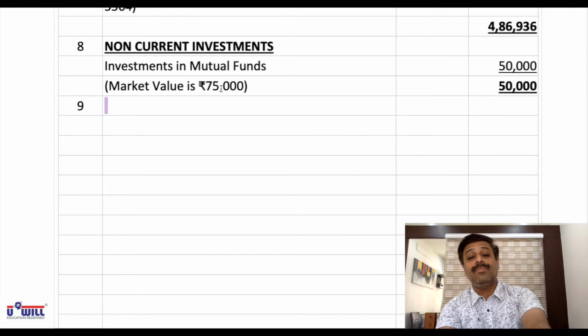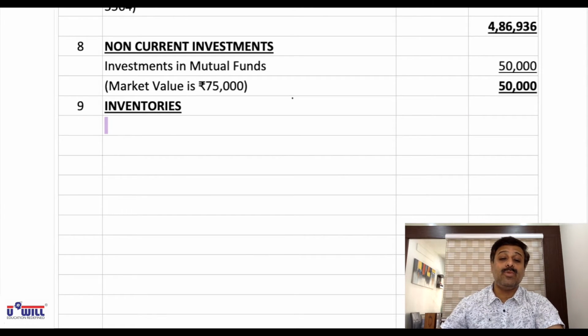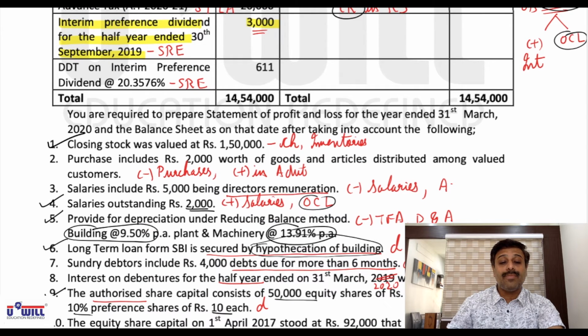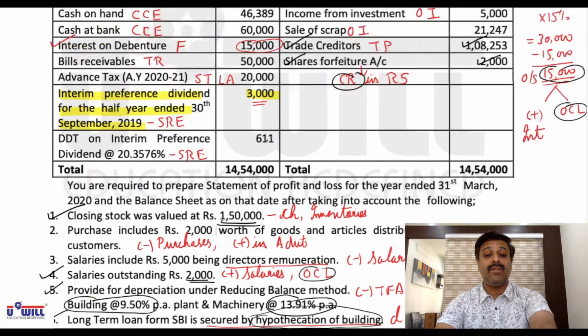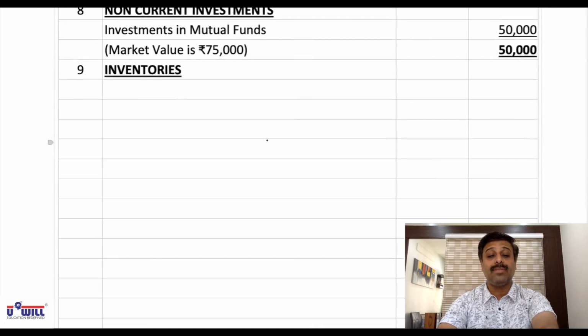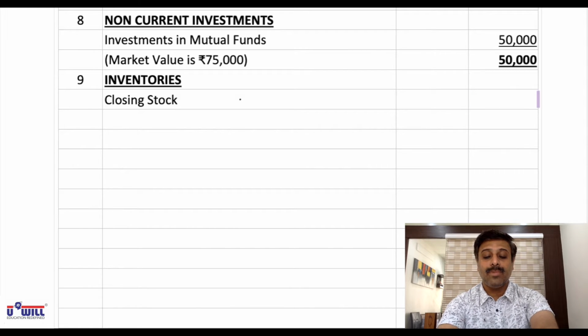Then after non-current investments, we don't have long-term loans and advances, we don't have other non-current assets, we don't have current investments, directly inventories. Okay, inventories, we have adjustment only one item, closing stock of 1,50,000. No other item of inventory is there in the trial balance. So closing stock 1,50,000. Total will also be 1,50,000.